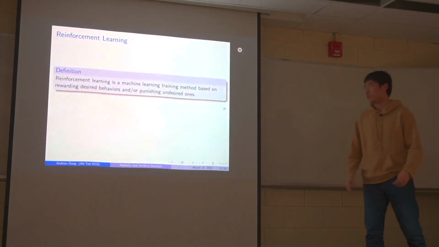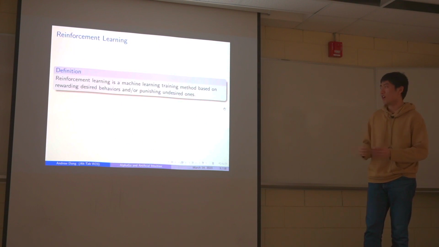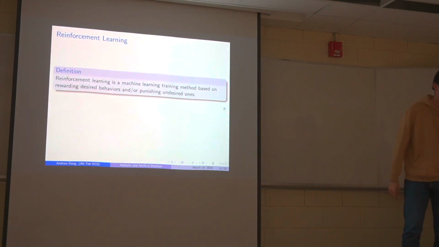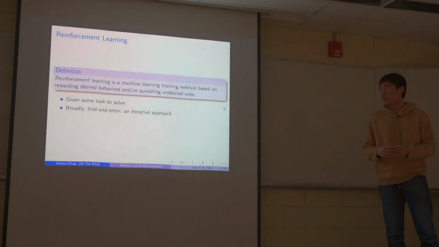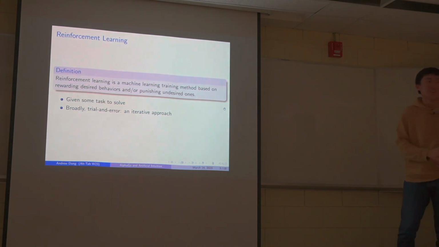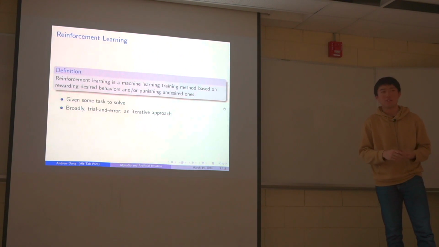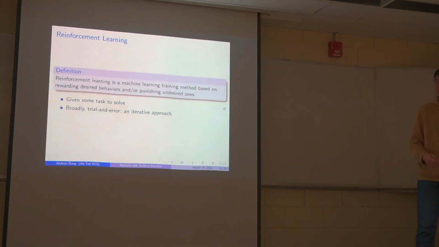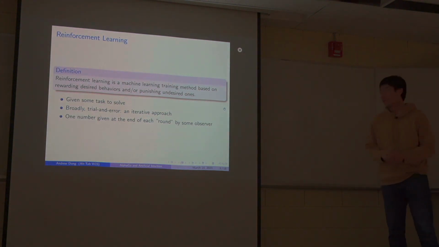So quick definition, this is the Wikipedia definition. It's a machine learning training method based on rewarding desired behaviors and/or punishing undesired ones, right? So we have some task to solve, and broadly speaking, it's trial and error. Something important to note is that in this definition, there's a built-in iterative approach. Kevin earlier talked about iteration on what information we have and then getting new information. If we have any Stat 241 takers, this is like the EM algorithm. Basically, there's one number at the end of each round given by some observer.